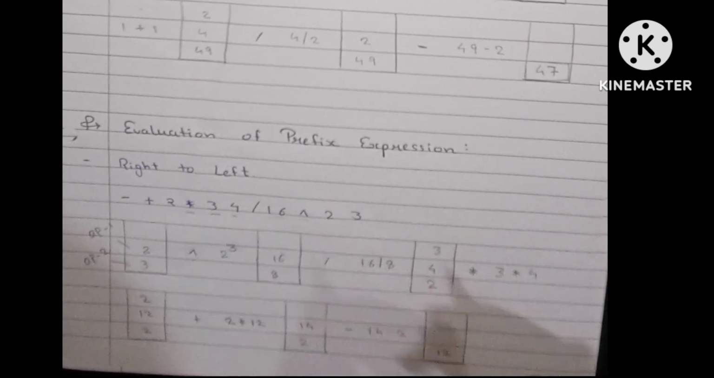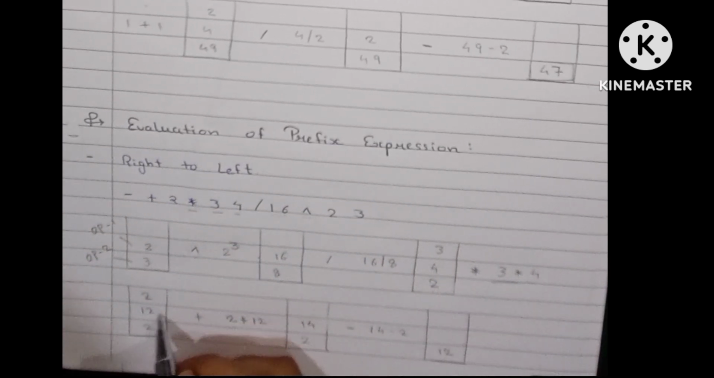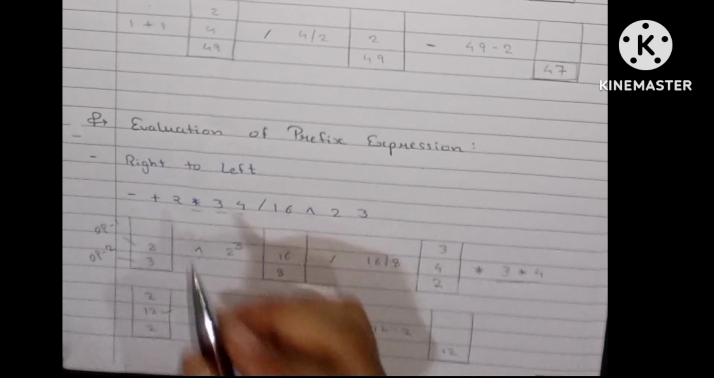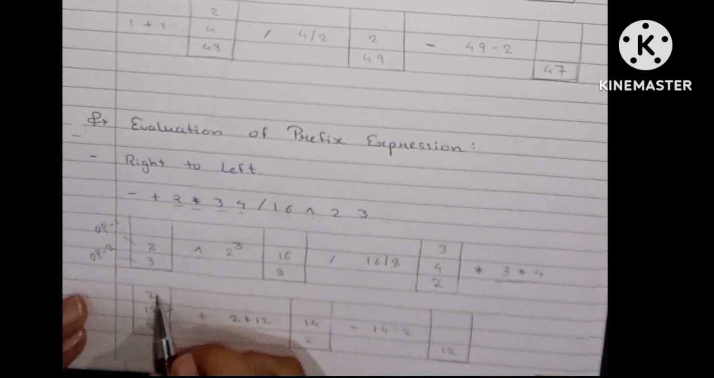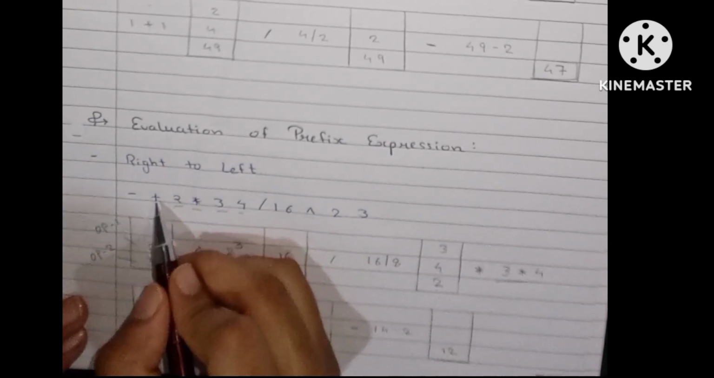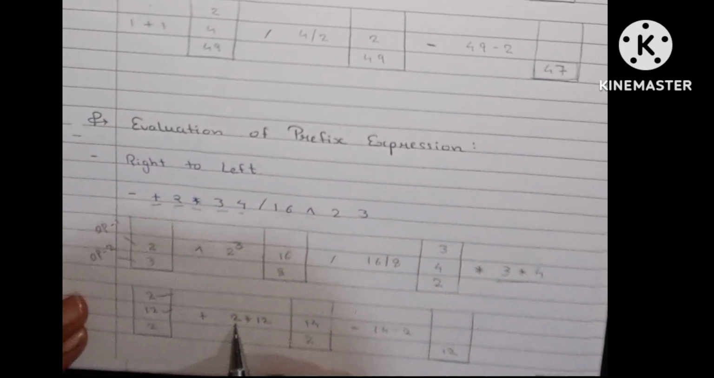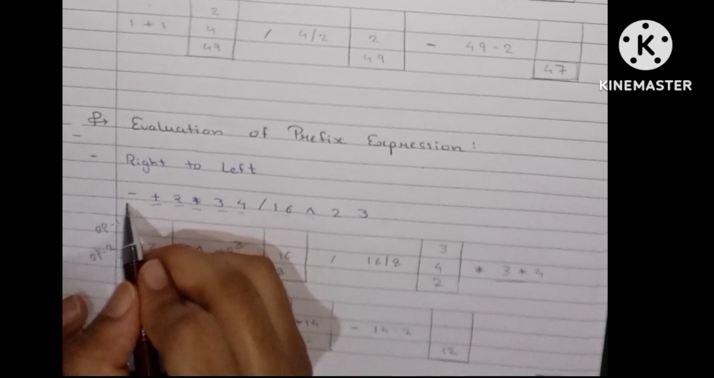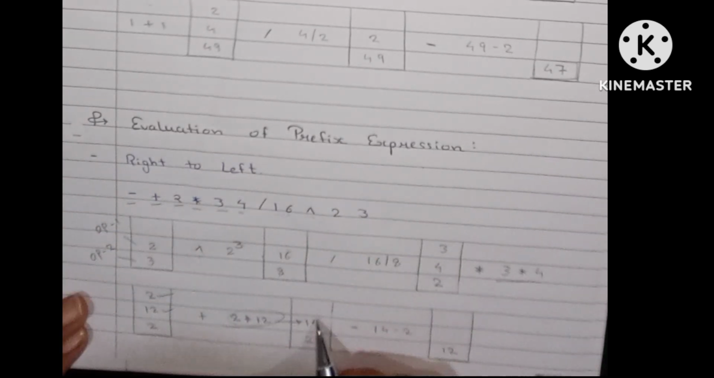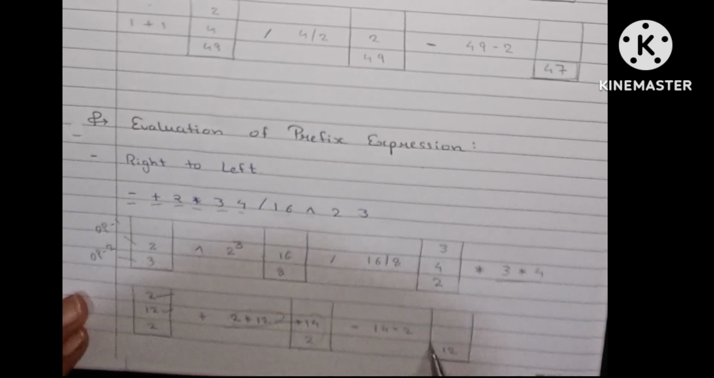Then the operator, so it performs the operation and the answer is added into the stack. Next is an operand, so it is pushed into the stack, and then the operator, so it performs the operation and the answer is pushed into the stack. Next is also an operator, so the operation is performed between the last two elements and it will be your final answer.